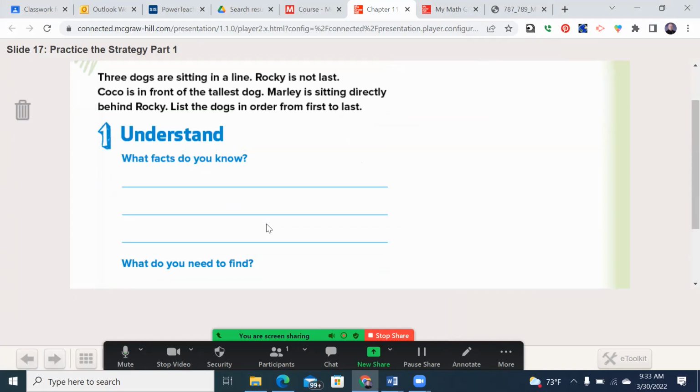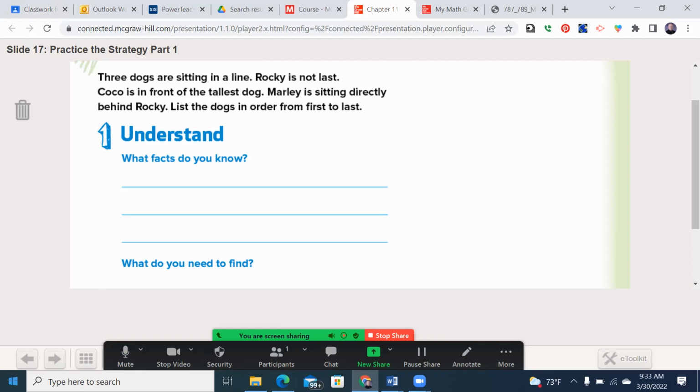Let's continue now practicing the strategy. 3 dogs are sitting in a line. Rocky is not last. Coco is in front of the tallest dog. Marley is sitting directly behind Rocky. List the dogs in order from first to last.